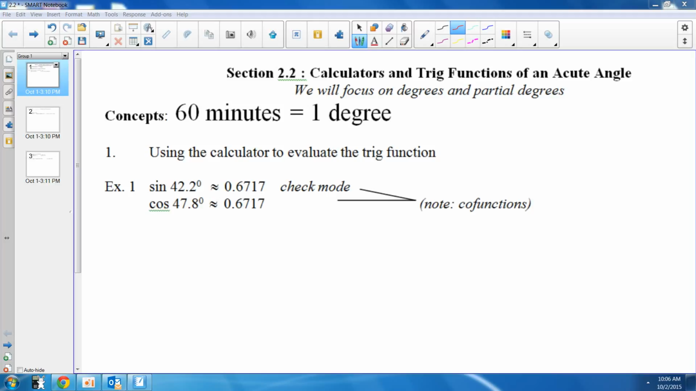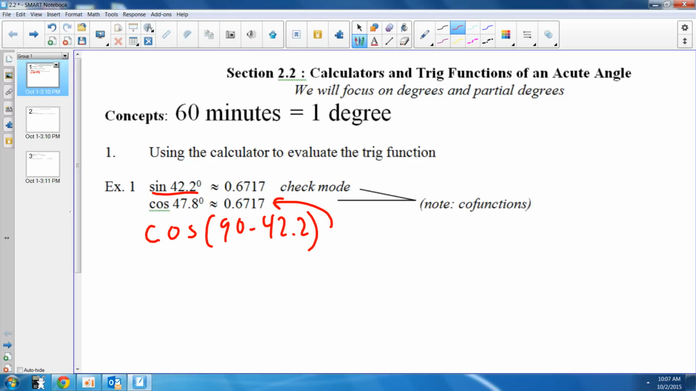First thing that I'd like you to do is grab your graphing calculators, and I just want to make sure that you're in the right mode. Everyone should go into the mode button, check and see that you have degree mode and not radian mode. And then go ahead and calculate the sine of 42.2. And you could also find the cosine of 90 minus 42.2. And all of those answers should be 0.6717 approximately.